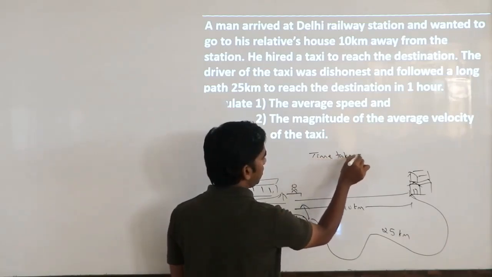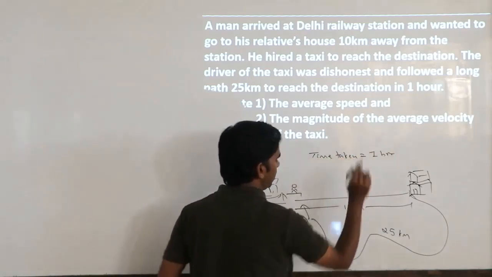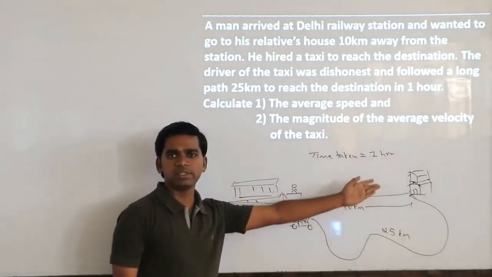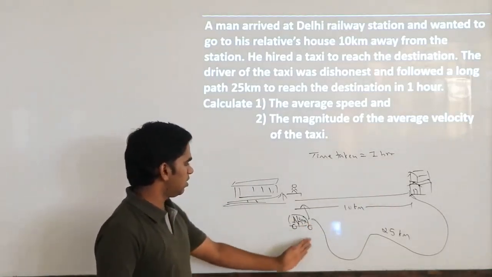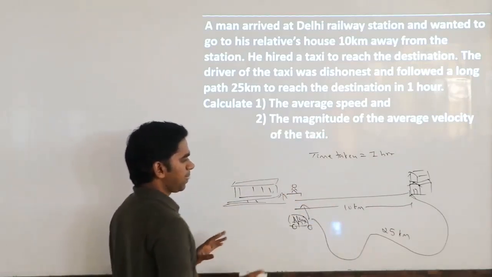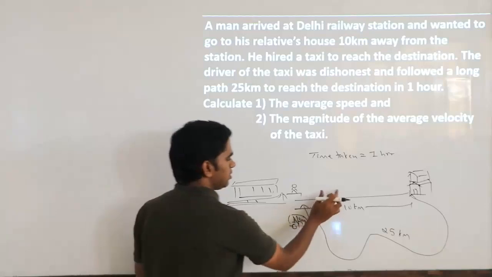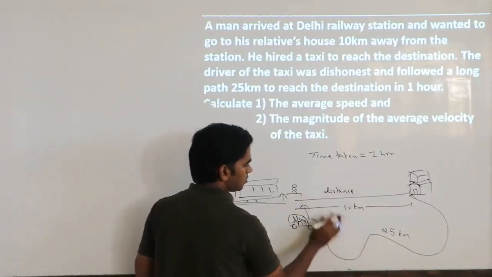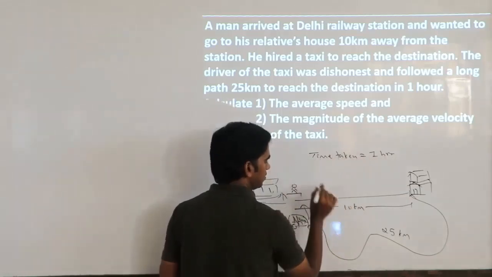Time taken is what? 1 hour. See here, if he had gone directly here, in 15 or 20 minutes he would have reached it. But because of that driver, he has to travel 25 kilometers. Now remember, this is your distance, and this is, sorry, your displacement.